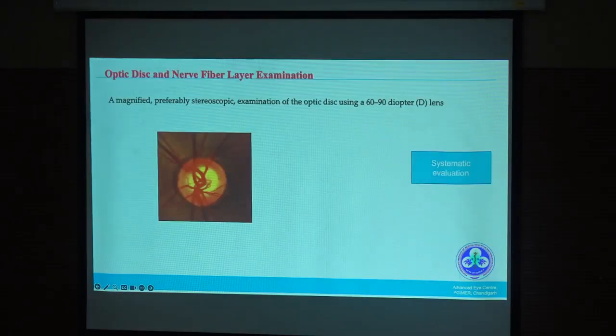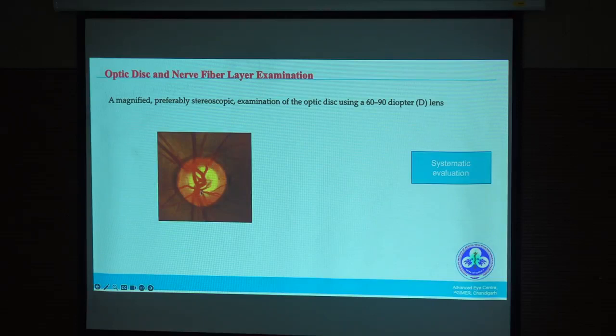Next part is the optic disc evaluation. The topic per se requires a half day talk, so I will just simplify. Start with the size and shape of the optic disc, whether it is horizontally placed or vertically placed. Then examine the cup disc ratio, whether the cup is placed centrally or eccentrically.